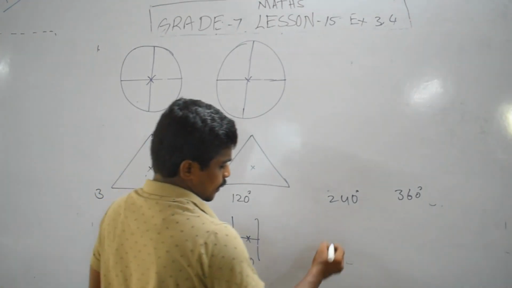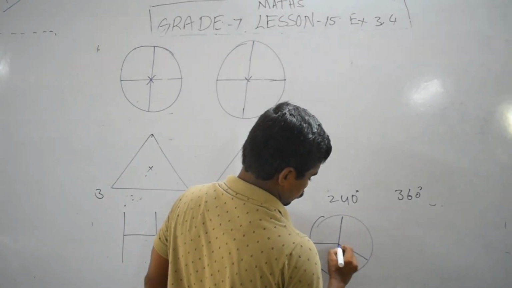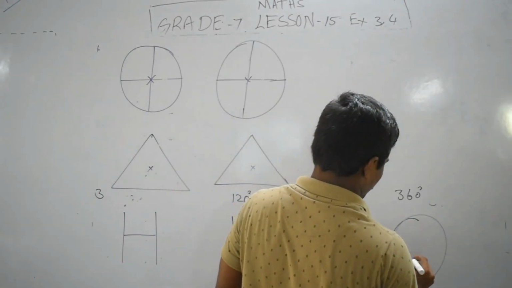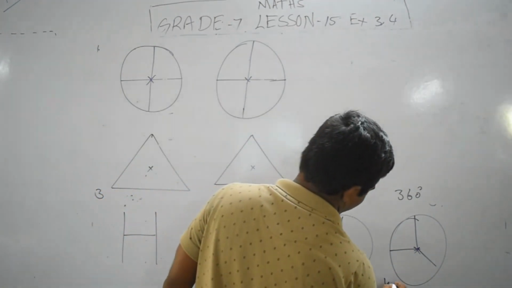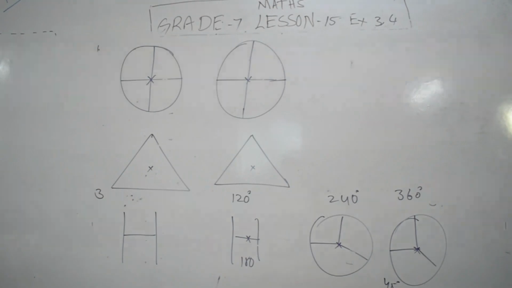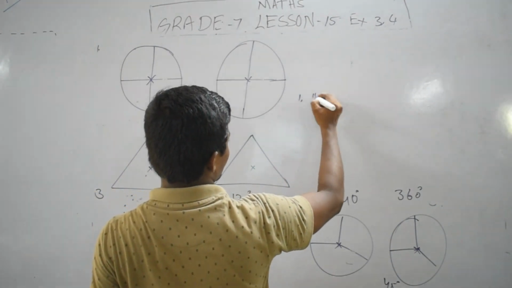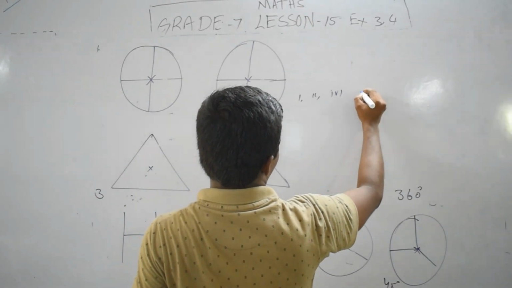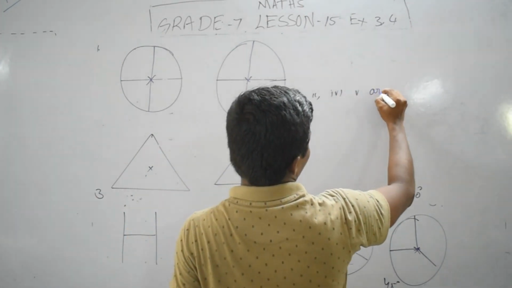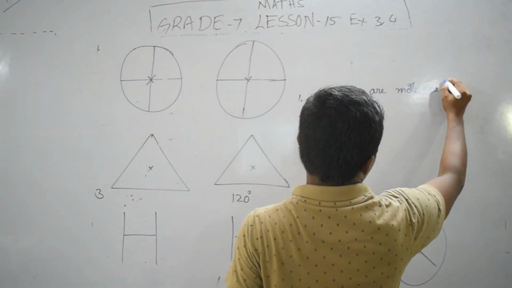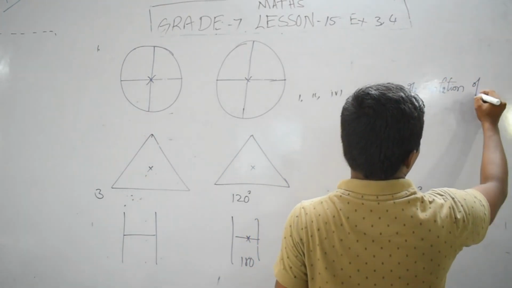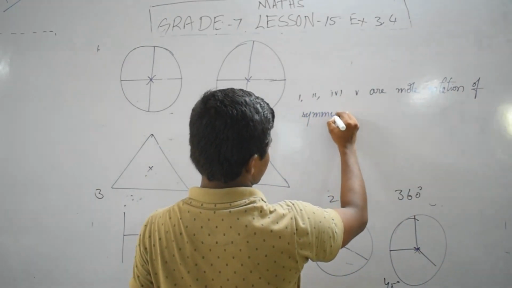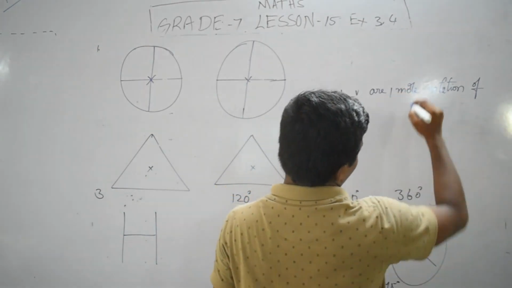Next, this is the last one, the circle. This is 45 degrees; we turn it, so here 180 degrees, here 45 degrees. So except for 3, figures 1, 2, 4 and 5 have rotation of symmetry of order more than one.